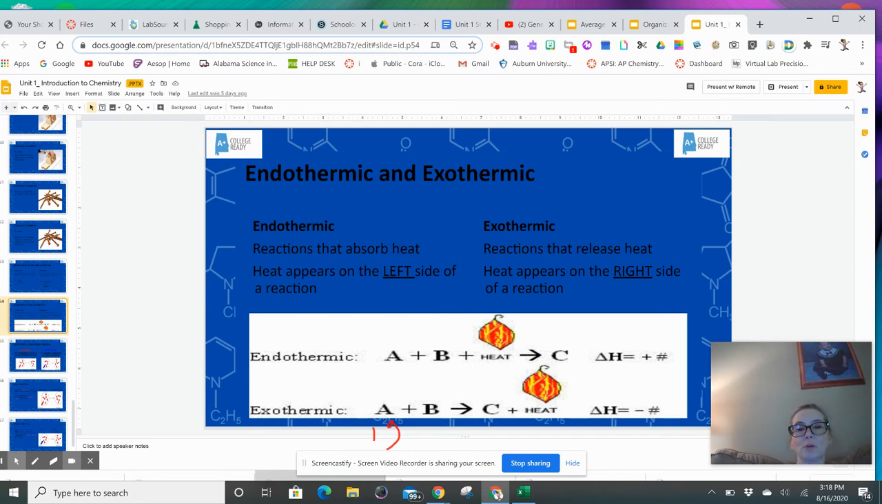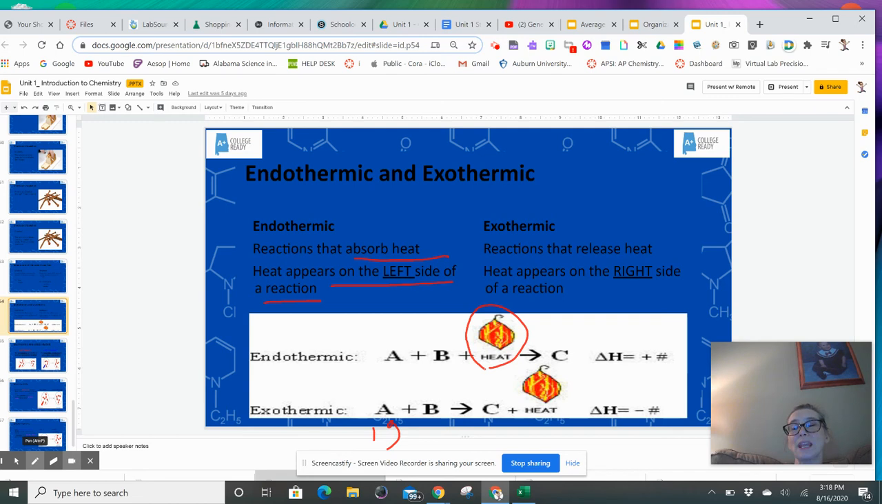Endothermic versus exothermic. Remember, endothermic means that it absorbs heat. So heat is on the left side of a chemical reaction. You're actually giving off the heat. No, I'm sorry, that is not right. You are actually having to put in heat to get the reaction to happen. That's why it's on the left right here. So for endothermic, it absorbs heat.